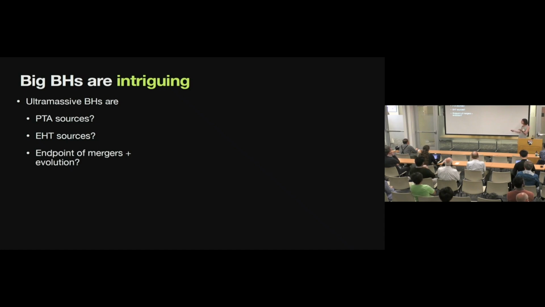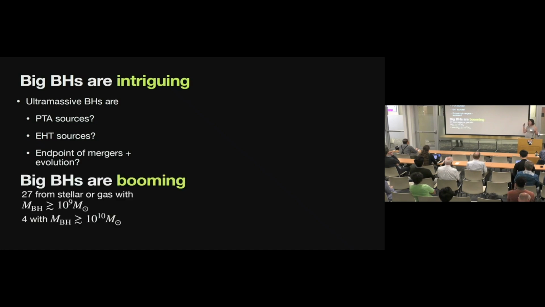As the most massive black holes, they're going to be the endpoints of merger processes, evolution processes, accretion processes. So if you want to be understanding those processes, these are really constraining the very, very extreme ends. Big black holes are also just booming as a little subfield.